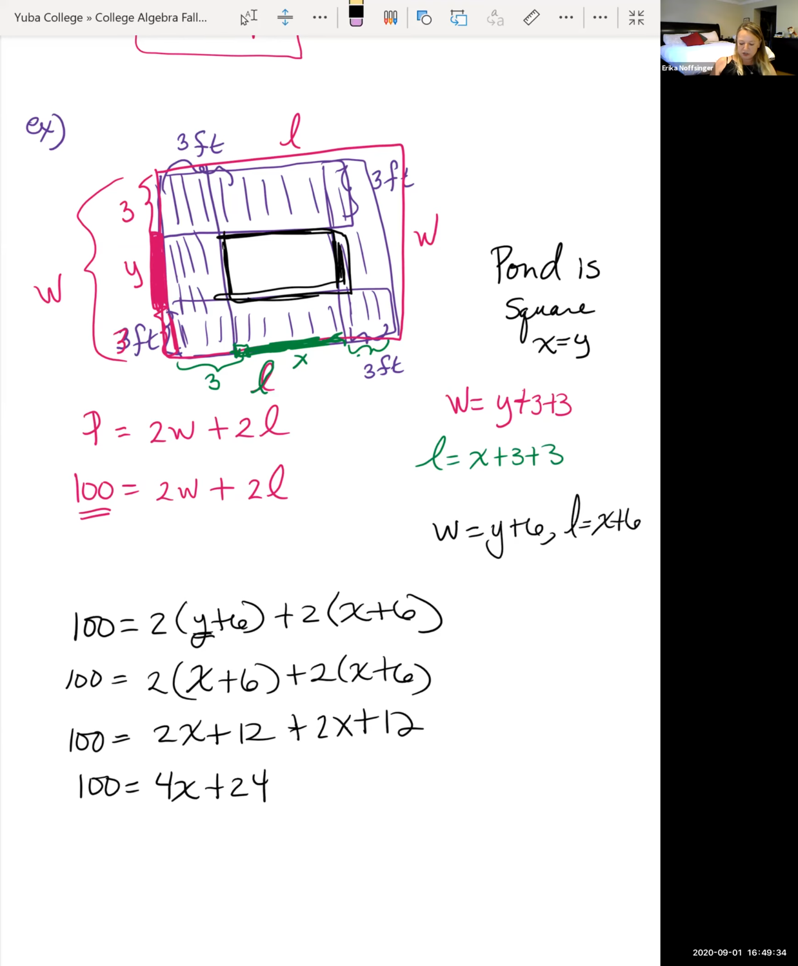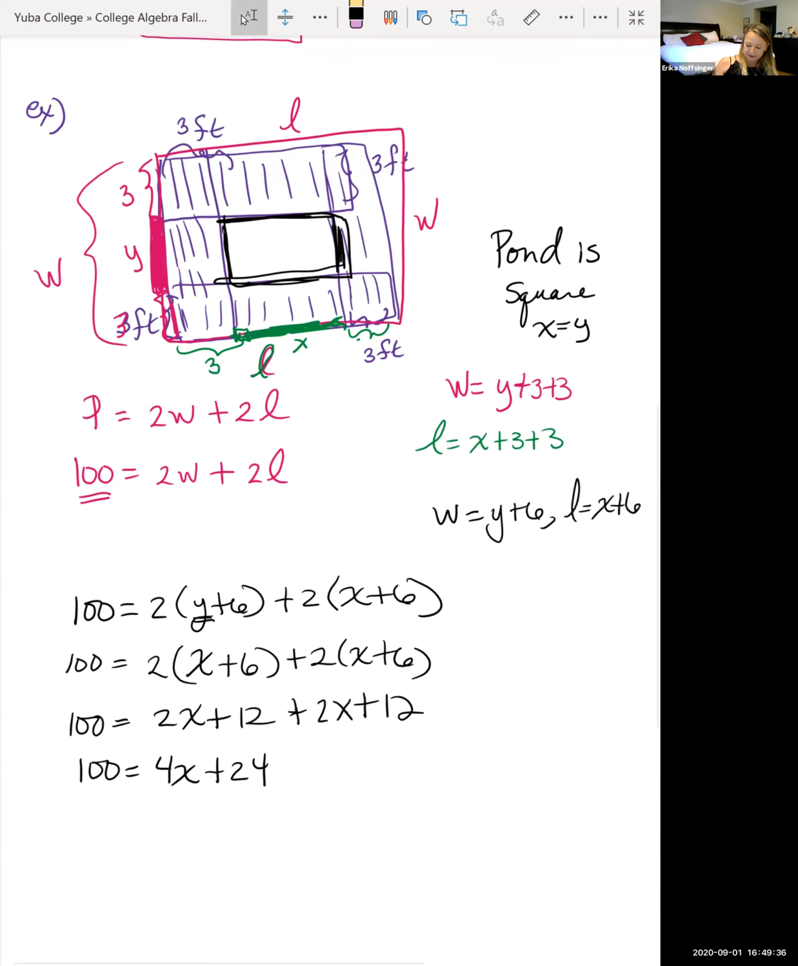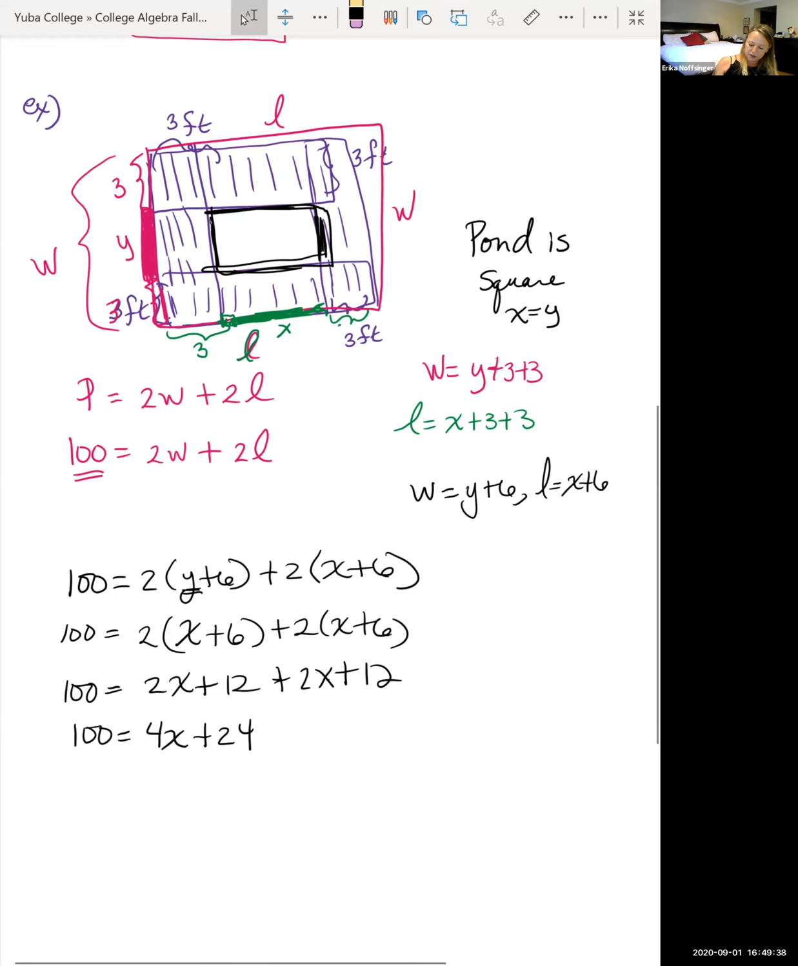So let's subtract 24 on both sides. That would give me 100 minus 24, which is 76, is equal to 4x. So divide both sides by 4. 2 goes in there 20 times. So that would give me 14.